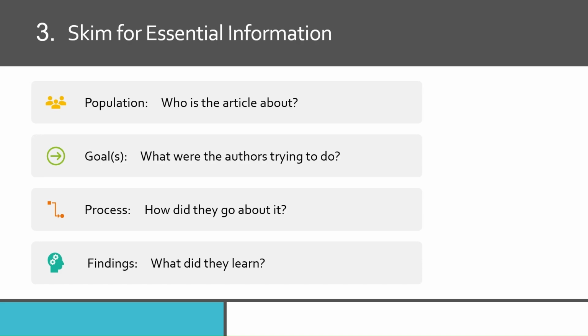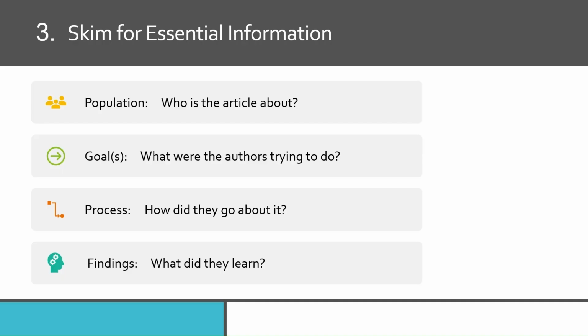Most articles will include pretty clear statements about the population or group the authors are writing about, the goals or what the authors were trying to do, maybe the question that the authors were asking before they started their research. Both of these are often right near the beginning of an article. There will be a statement about the process the authors followed to achieve their goals. This is often at the end of the introduction or at the beginning of a method section. This is where they describe what exactly they did to try to find answers to their research question.